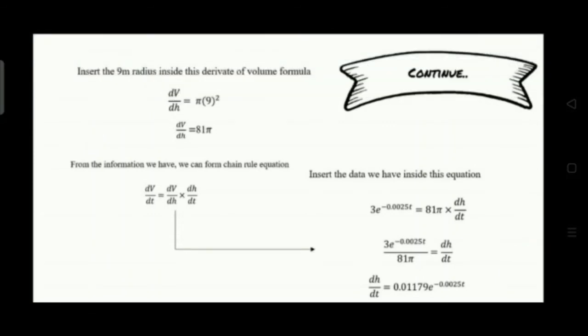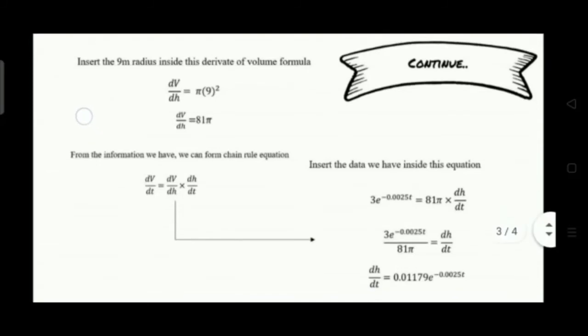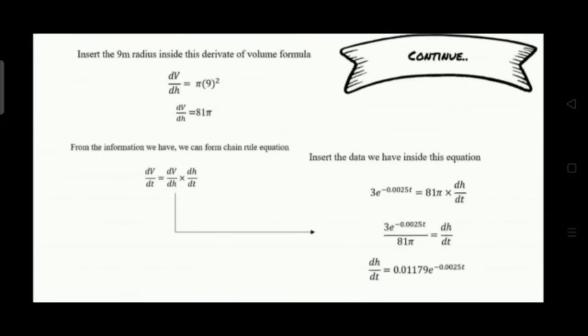From the information we have, we can form a chain rule equation to get dH/dt. So we have dV/dt = dV/dH × dH/dt. We insert the data that we have into this equation: 3e^(-0.0025t) = 81π, which is dV/dH, times dH/dt.